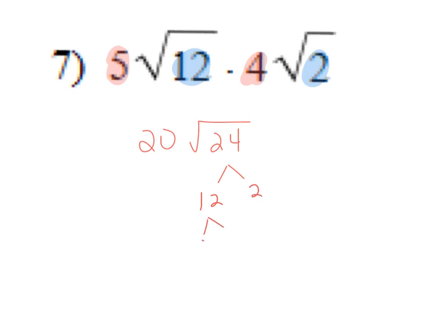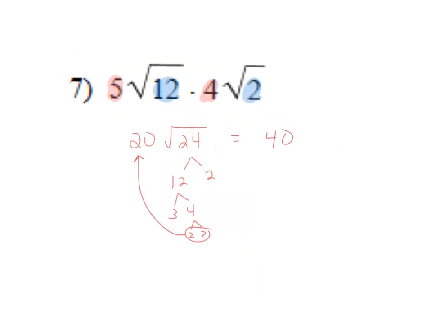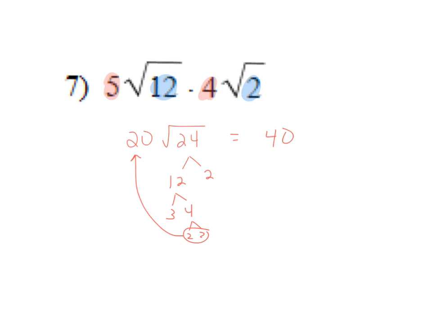And then I'm going to break this down to 3 and 4, and then 2 and 2. So the 2's pair up and move out. So that gives me a 40 on the outside now, because 2 times 20 is 40. And then when I'm looking here at my other endings, I have a 3 and a 2 left over. Again, don't use these guys that we broke down. So 3 times 2 is 6. So I have 40 root 6 is my answer.